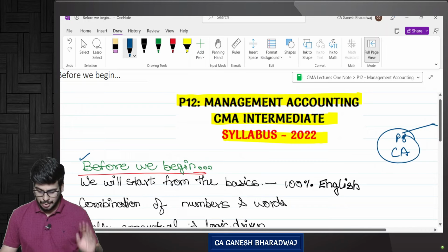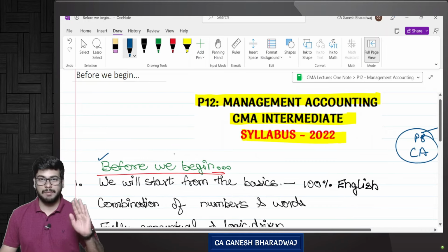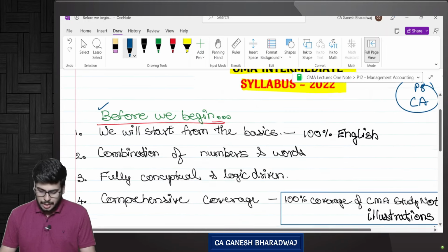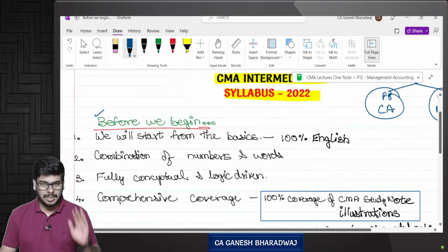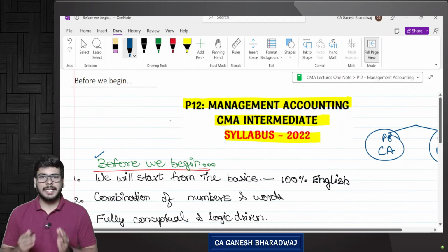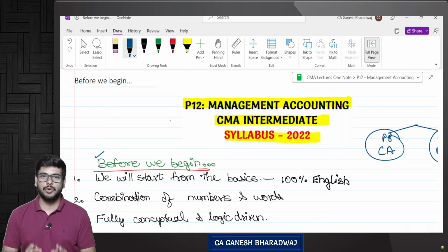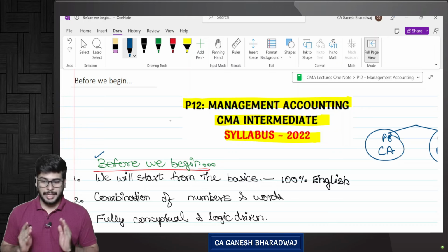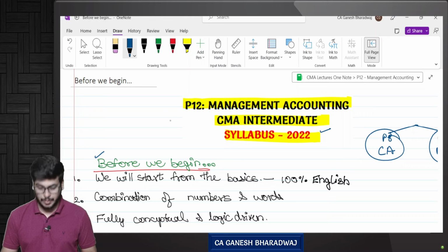And we all have assembled here for this particular paper 12, which is management accounting, right? Now, the first thing that you need to know is that this paper, management accounting, is a brand new paper which has been introduced for the very first time in your CMA intermediate course itself. This is as per syllabus 2022.